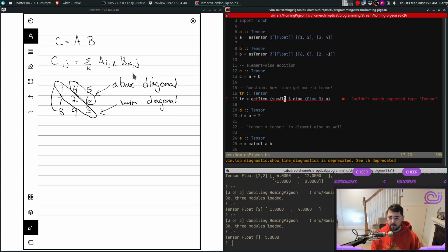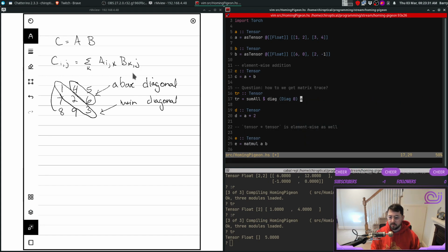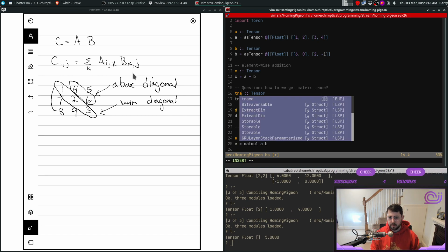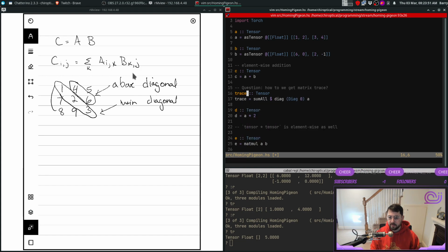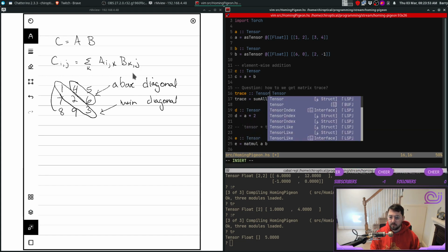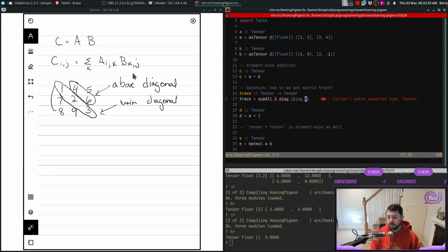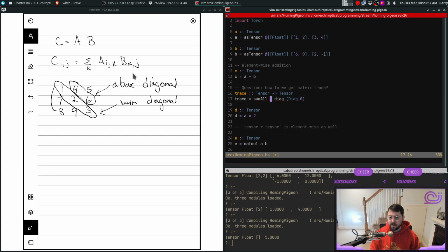It's fine, it's really fine. I don't need to do this. But this would be a trace. And then I want to check the above diagonal thing because I've never done that before. So let's try and create a new tensor, and let's call this trace. Trace is going to take a tensor and return a tensor.